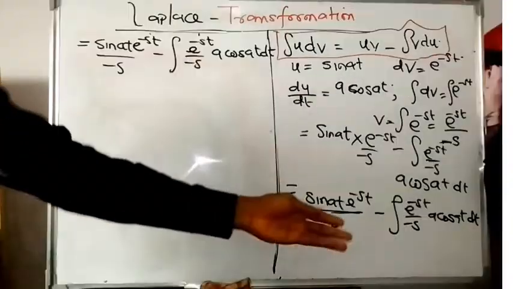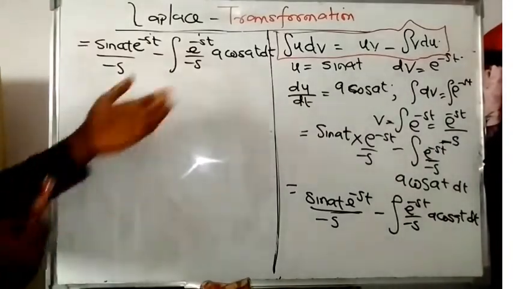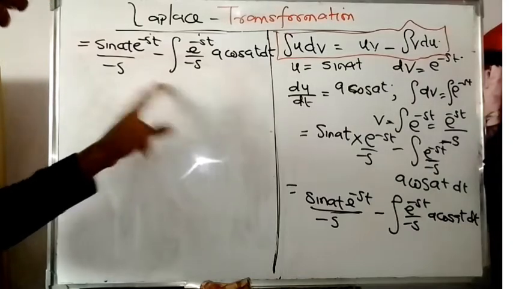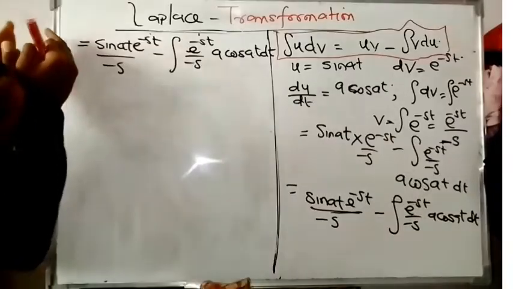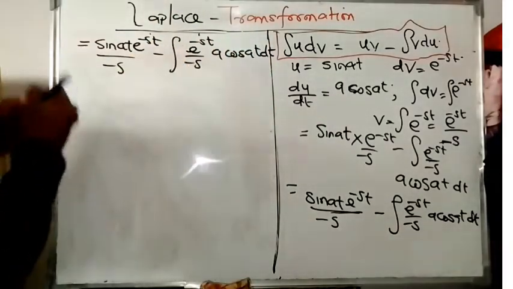So now let's move on. Having this, I'm just writing it here. This is what we have. Now you see that there is also an integral sign here. Definitely we still need to integrate it again before we apply our limit. So we're going to leave this other part out, bring out this part, and integrate it again.